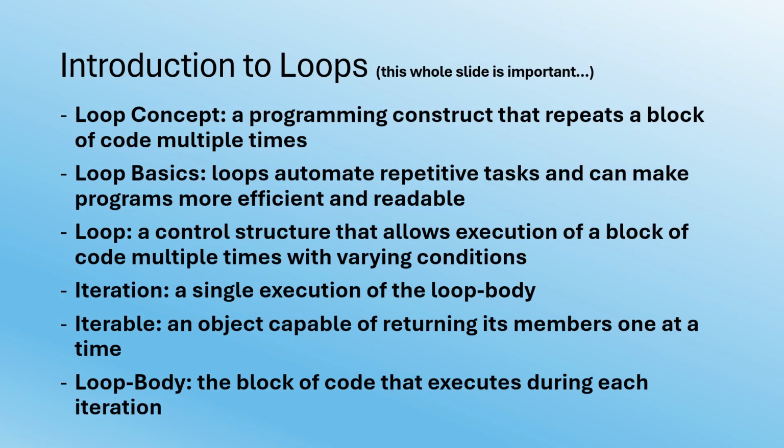Introduction to loop. This whole slide is pretty important because the rest of the presentation and the rest of the chapter builds off of this concept. So let's talk about it. A loop is basically a control structure that allows the execution of a block of code to happen multiple times with varying conditions. An iteration is a single execution of the loop body. An iterable is an object that is capable of returning its members one at a time, and the loop body is the block of code that executes during each iteration.